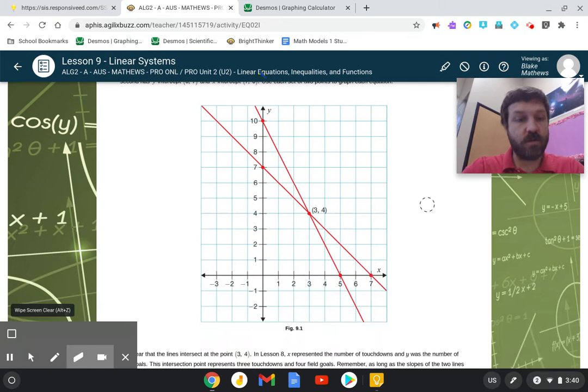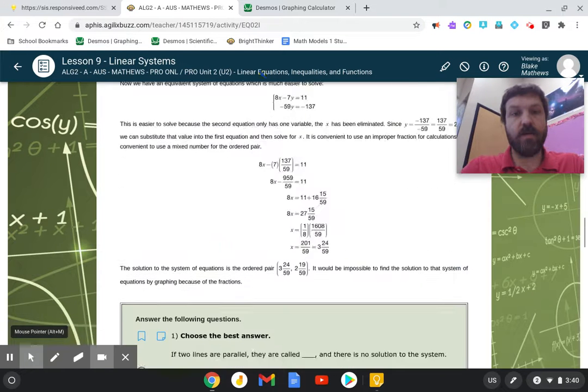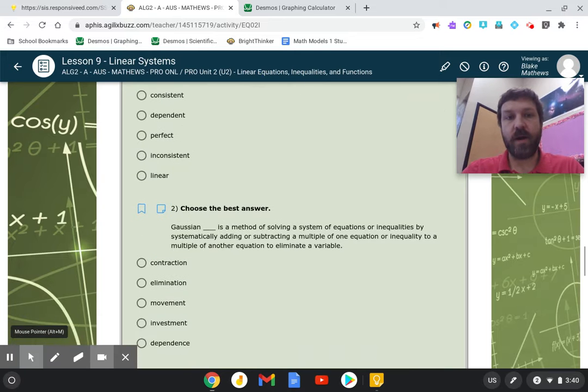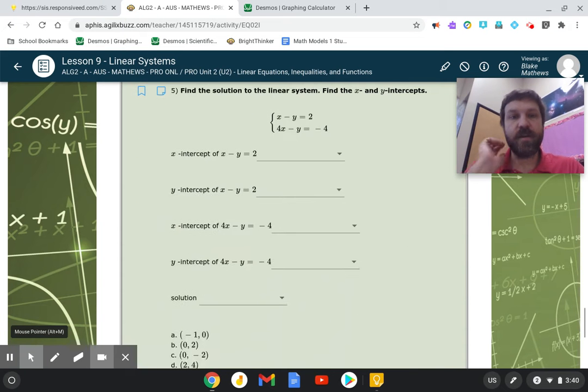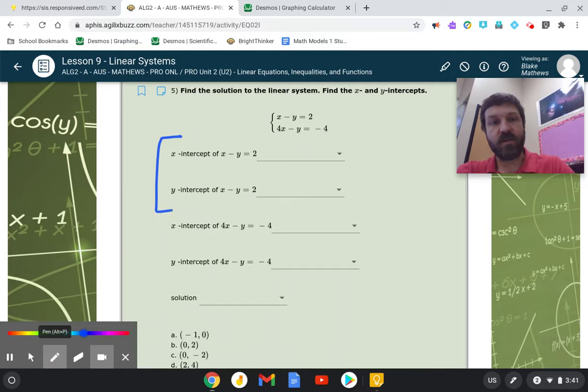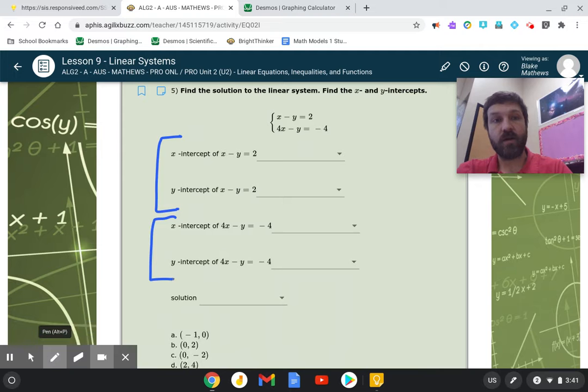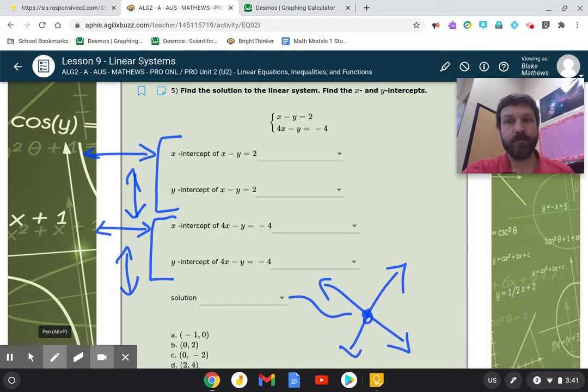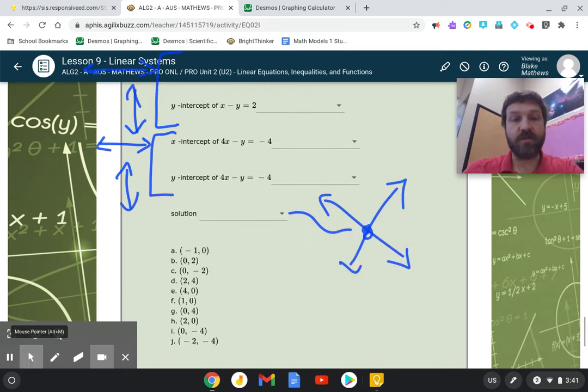So when you go to do this lesson, you're going to go down, and they give more examples there. Obviously, answer the vocabulary words from the information above. Then you get to number 5, and they want you to identify the x and y intercept of each line, like I told you. Remember, the x and y intercept is where it crosses the x-axis and where it crosses the y-axis, same thing here. And then the solution is where the two lines intersect. That's your solution. That's what you do for number 5.